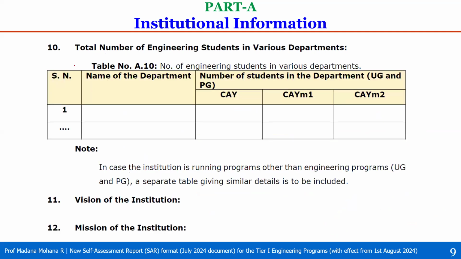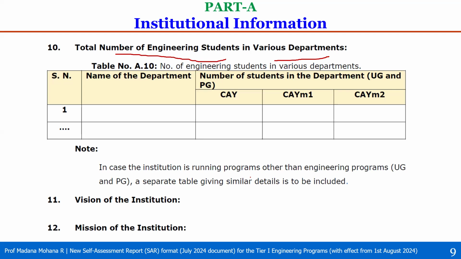Then the next parameter, 10th parameter, here total number of engineering students in various departments. So you have to provide the table A10, number of engineering students in various departments. So name of the department, the number of students in the department, UG PG combination. Again CAY. This is current academic year 24-25 for example, then 23-24, then 22-23. So department wise number of students in the department, UG and PG we have to provide.